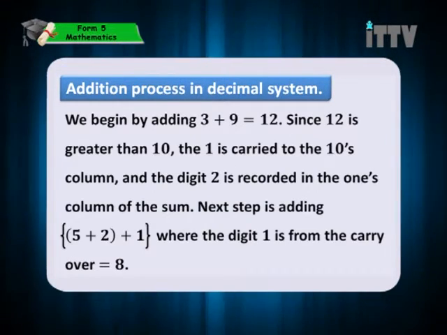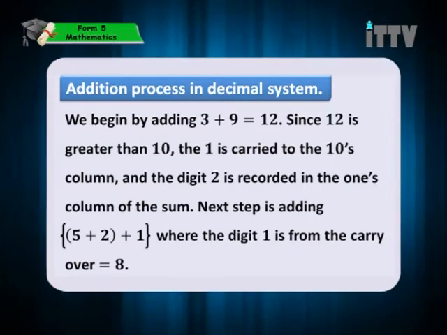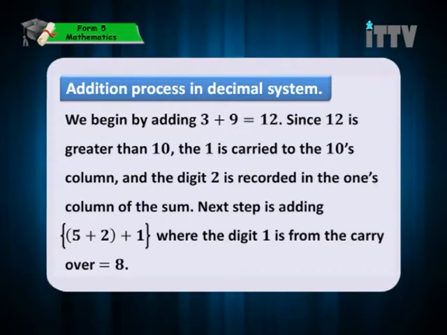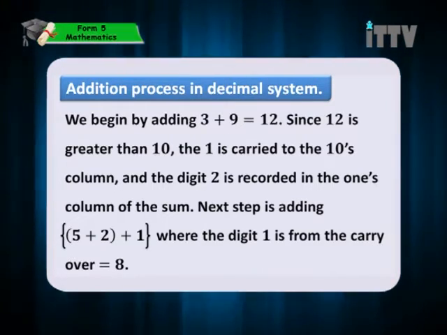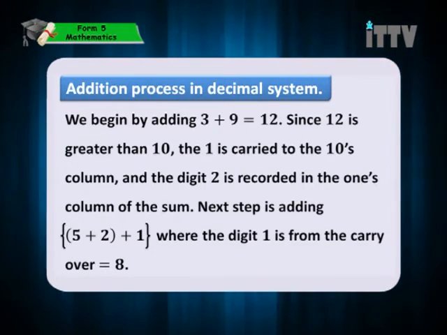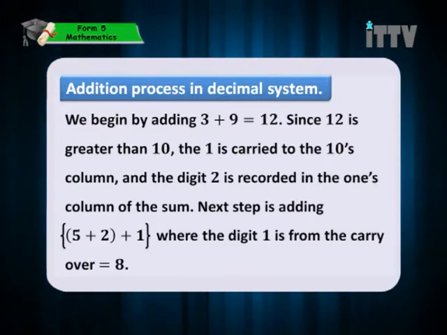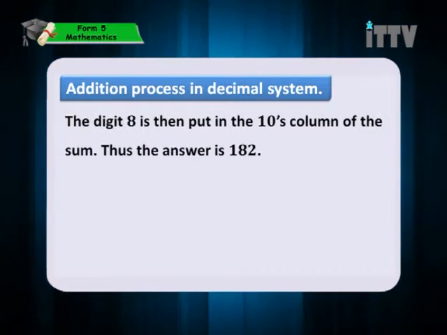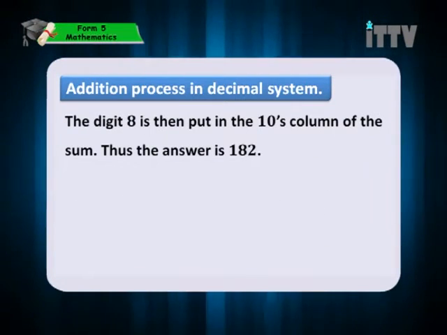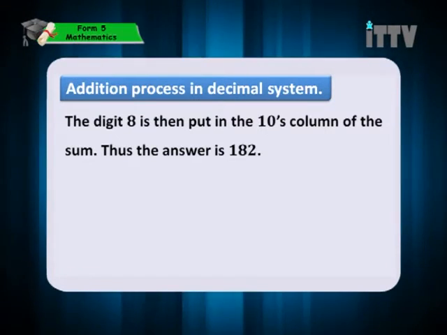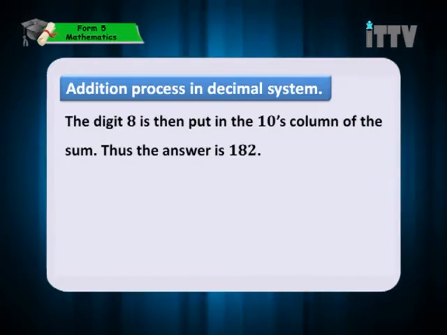We begin by adding 3 plus 9 equals 12. Since 12 is greater than 10, the 1 is carried to the tens column and the digit 2 is recorded in the ones column of the sum. Next step is adding 5 plus 2 plus 1, where the digit 1 is from the carry over. It equals 8. The digit 8 is then put into the tens column of the sum. Thus the answer is 182.